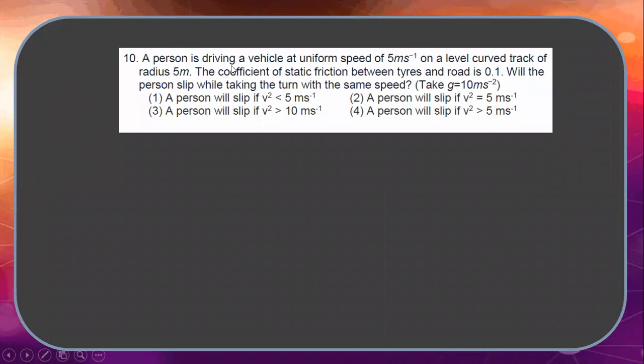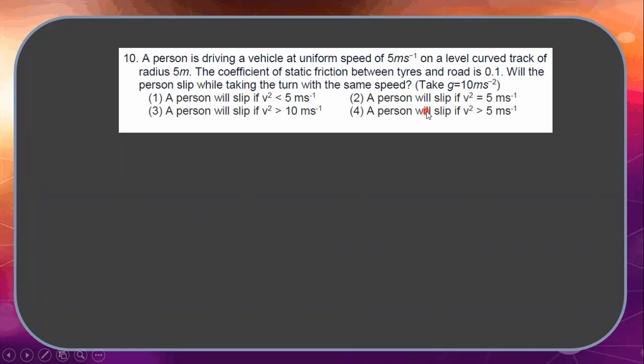A person is driving a vehicle at a uniform speed of 5 meters per second on a level curved track of radius 5 meters. The coefficient of the static friction between the tires and the road is 0.1. Will the person slip when taking turn with the same speed? Acceleration due to gravity is taken as 10 meters per second square.